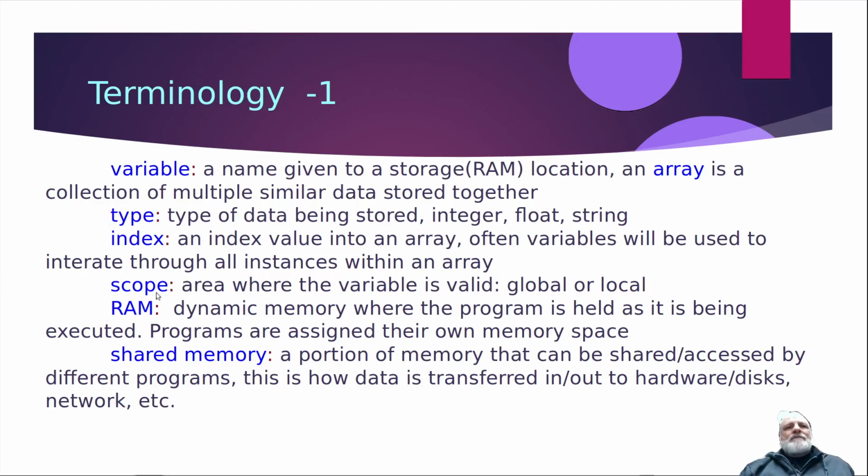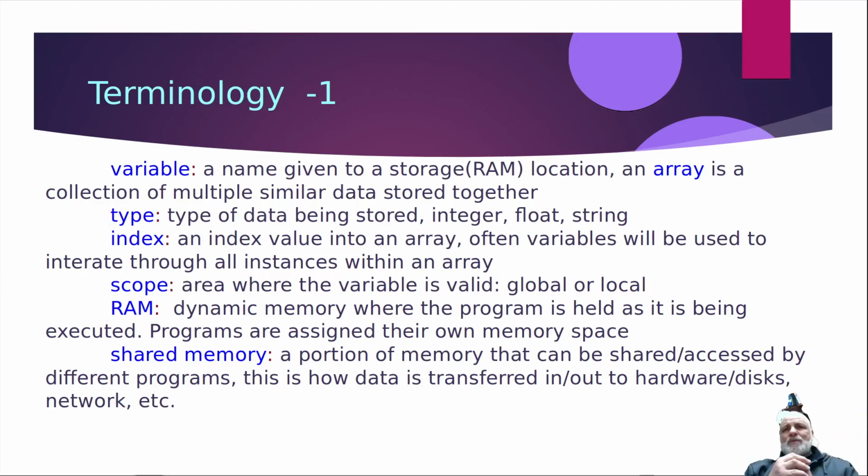Okay. RAM, I already kind of referred to RAM. RAM is this dynamic memory where the program has to be held as it's actually being executed. And then shared memory is a special type of random access memory that can be shared between different programs that are running on the same processor, but it can share memory.